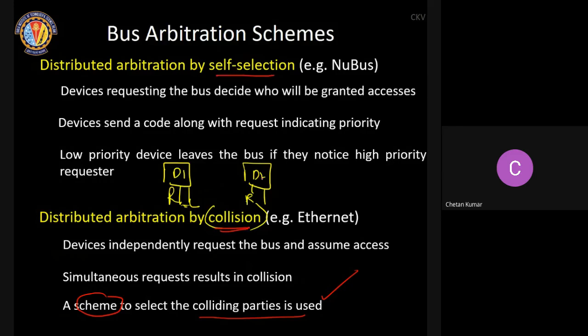In self-selection, when the device sees a higher priority device, it will itself stop the request. But here it will send the request. There will be another controller maybe which will decide which device should be given priority whenever there is a collision. So that scheme might not be simple priority based. It might be a bit complex in nature.